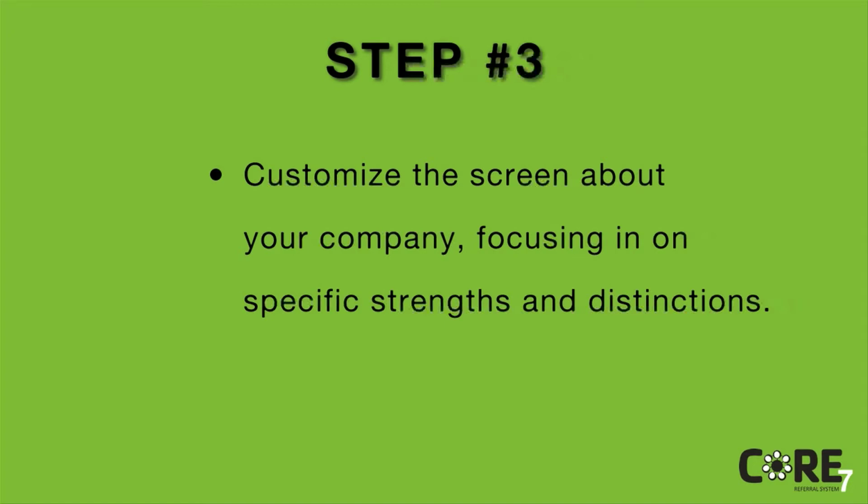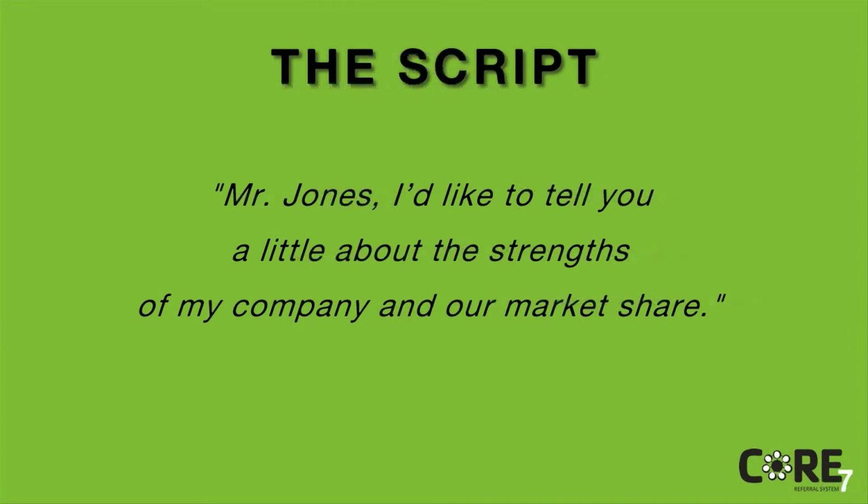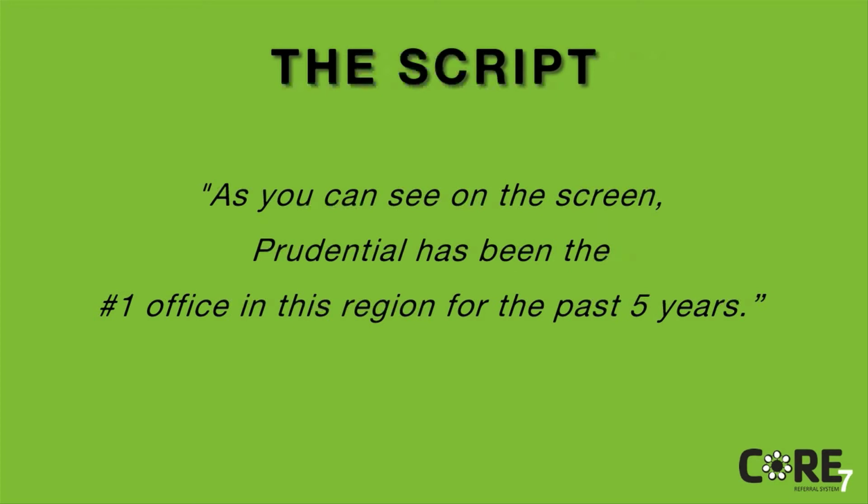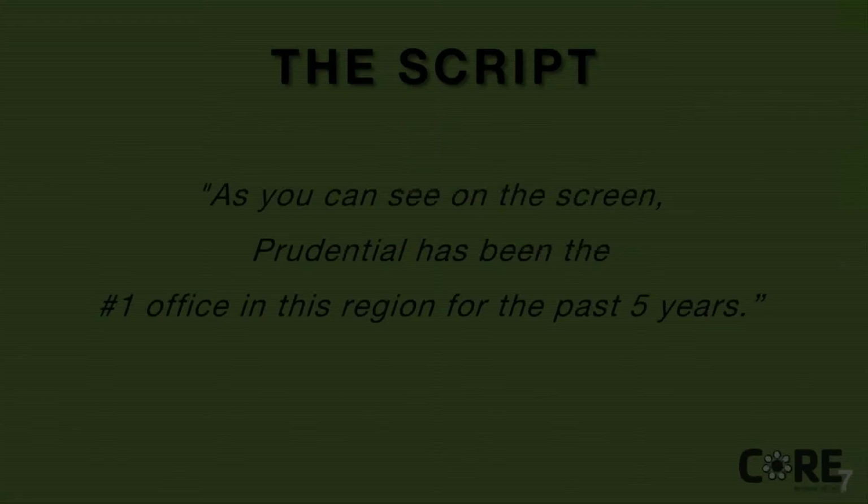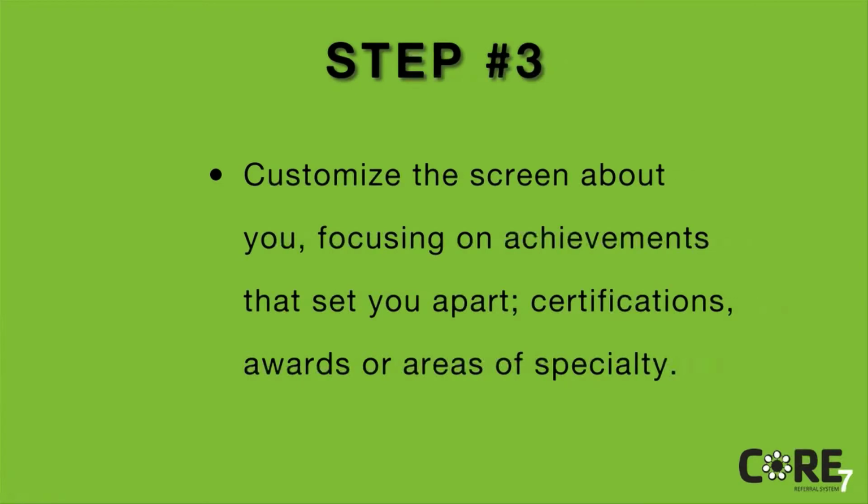When customizing the screen about your company, focus in on the specific strengths and distinctions you have. You can underscore these items to the buyer by saying, for example, "Mr. Jones, I'd like to tell you about the strengths of my company and our market share. As you can see on the screen, ABC has been the #1 office in this region for the past 5 years."